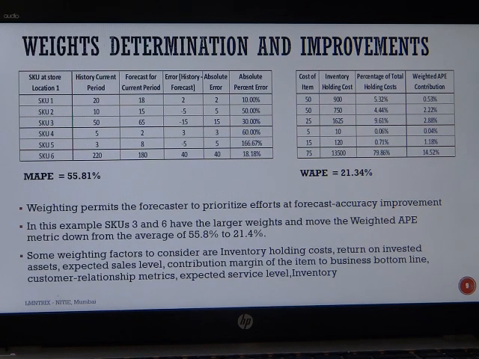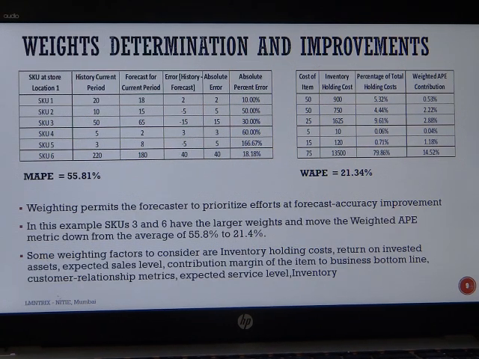Now, waste determination and the improvements. First of all, we have done the MAPE, in which the error is coming out to be 55.81%. After that we have developed weighted APE, which is coming to be 21.34%. The weighting permits the forecaster to prioritize efforts at forecast accuracy improvement.